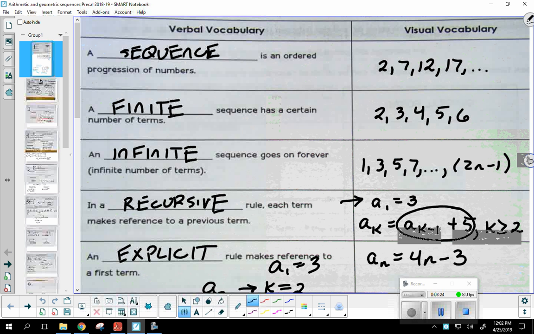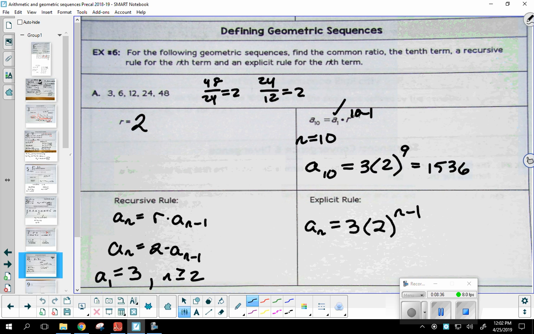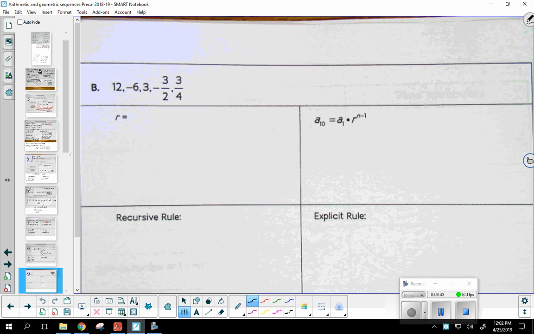And we've been talking about sequences. We seem to be doing well. I believe we've only got one problem left to go, because this is where we stopped yesterday. So what I want to do, there's 4 parts here. I want to identify the common ratio R. I want to find the 10th term, and then I want a recursive and an explicit rule for this sequence.